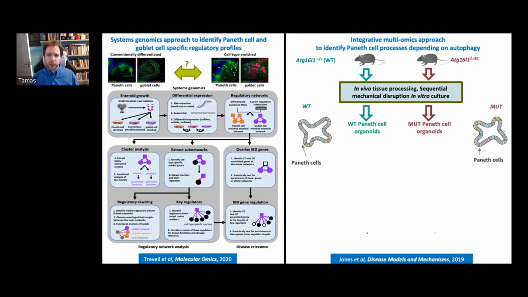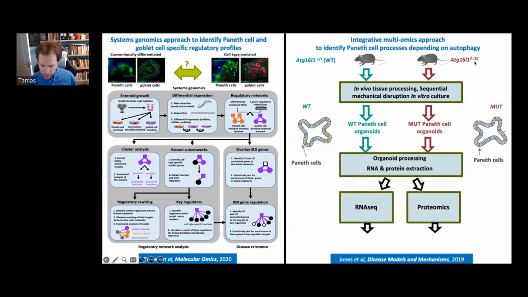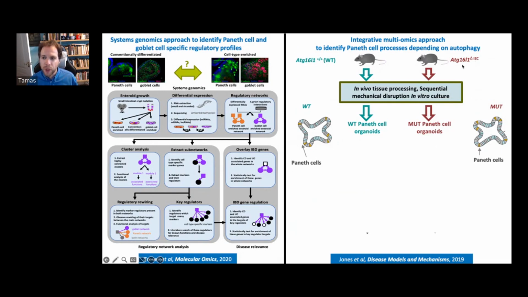Then we had another project, which was actually a mouse-based organoid work. Here we were looking at the role of autophagy in Paneth cells. In this case, we had access to transgenic mice in which, only in the intestinal epithelial cells, autophagy was impaired. One of their key autophagy genes was not working. And then there was the control wild-type mouse.